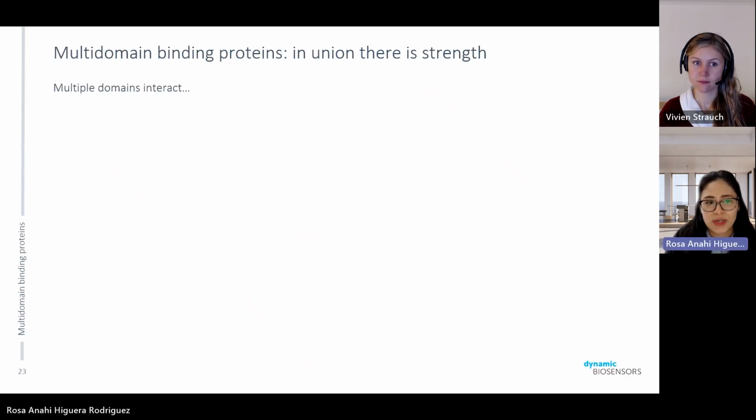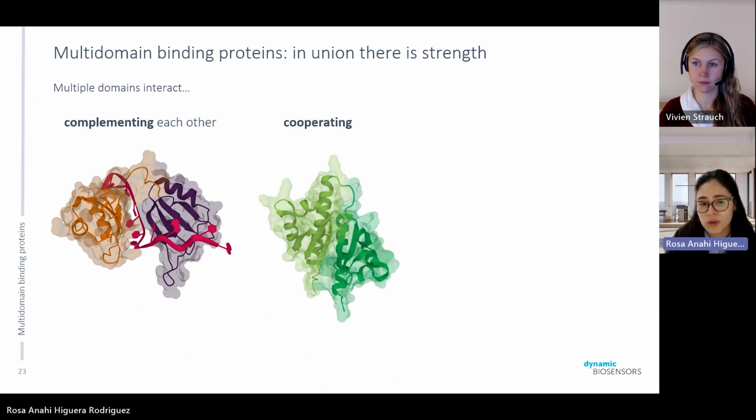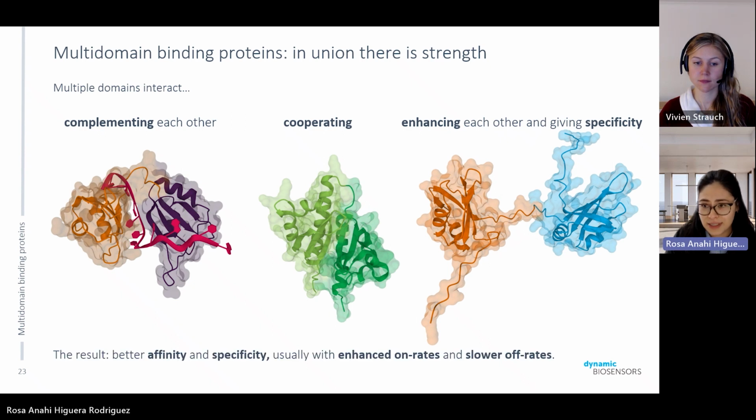Just to summarize, what we have seen is that multiple domains can interact in different ways. As in the first example, where one fast domain complements a slower domain, they can interact cooperating, so the multiple binding motifs on the RNA actually cooperate to lead to a tighter binding, or they can actually enhance each other and increase specificity. The results of all these interactions are normally having a better affinity and specificity, usually with enhanced on rates and slower off rates.